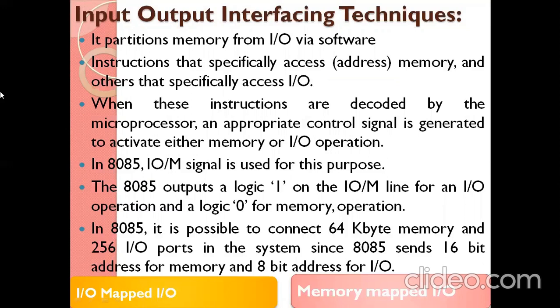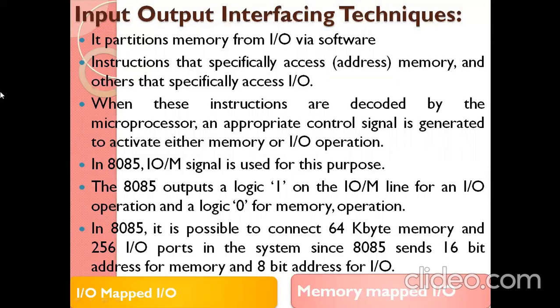And if you use memory mapped IO techniques, 16 lines are needed. 16 lines, 2 power 16 is 65,536. You can connect 65,536 devices. But if you connect more devices, the delay will be more, so the circuit is more complex. So there will be a lot of delays available.